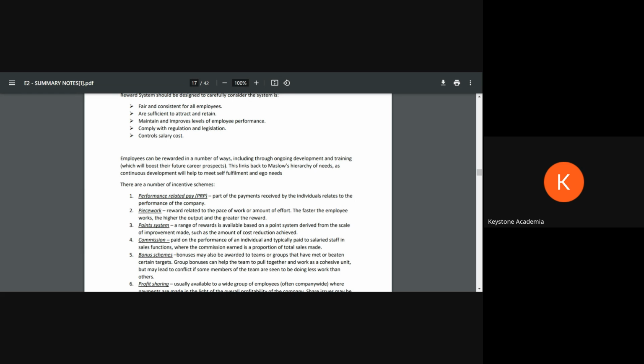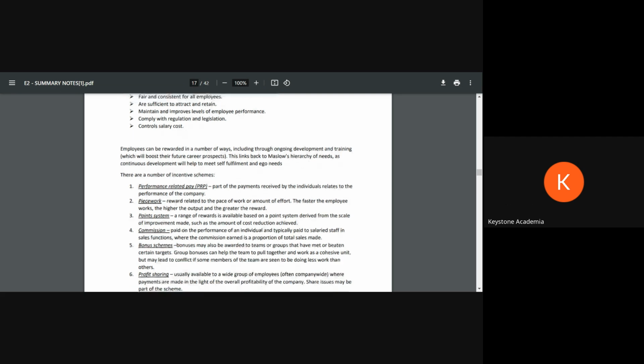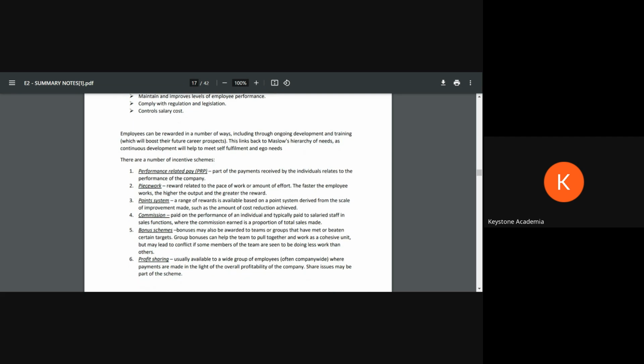Do you understand this? The next one is piecework. This is akin to being paid per completed puzzle. The more units an employee produces or sells, or the more tasks they complete, the more they earn.